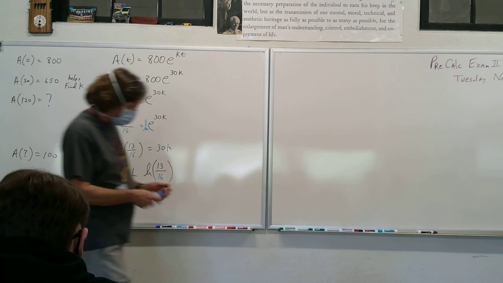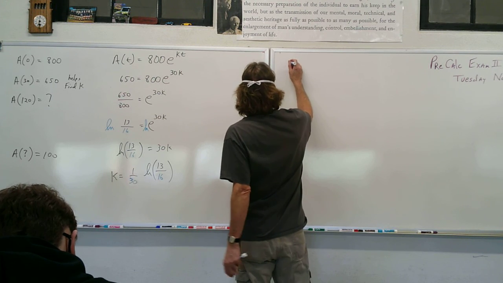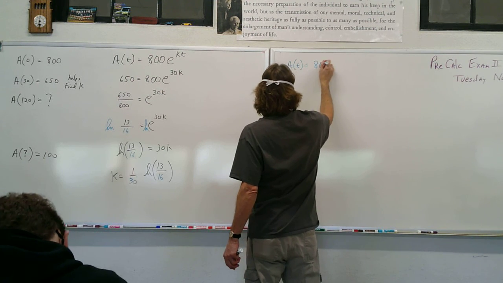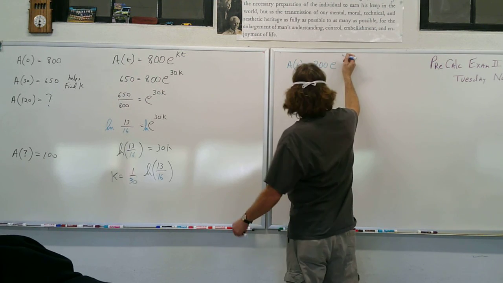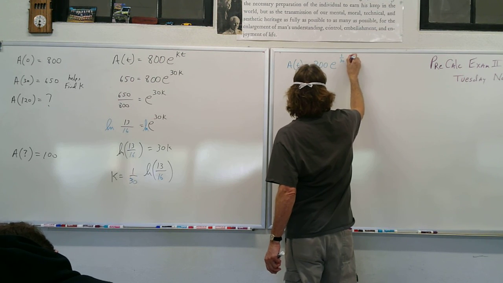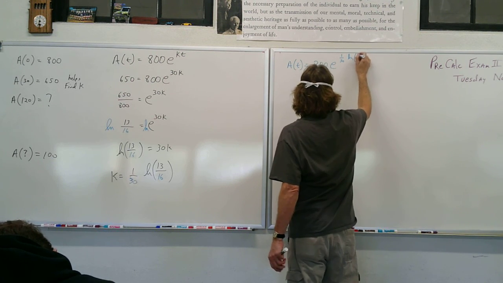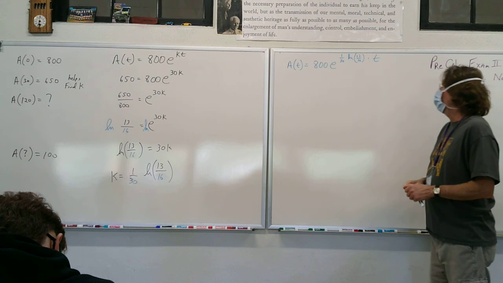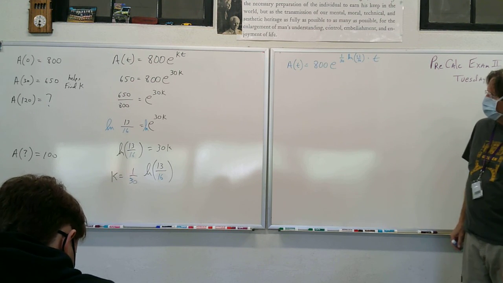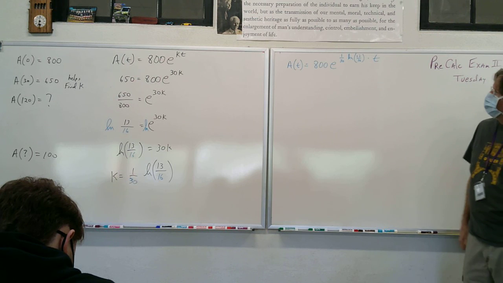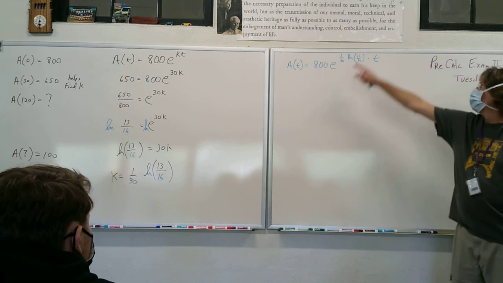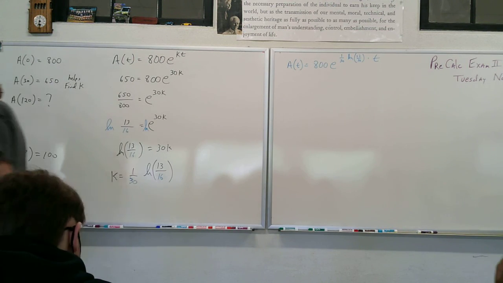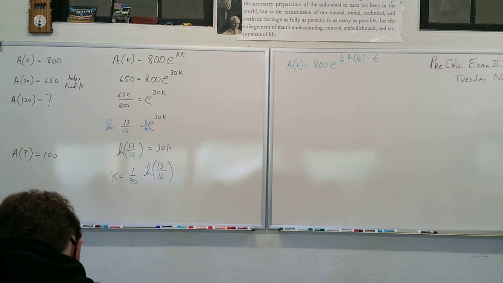Okay. So I go over here and I write A of t equals 800 e to the 1/30th natural log of 13 over 16 times t. And if I want to know how many I'm going to have in 120 minutes, I'm about to put the 120 in where? Right there. But notice, you've got to write the formula. If you don't have that formula where you can read it, you can't do this.